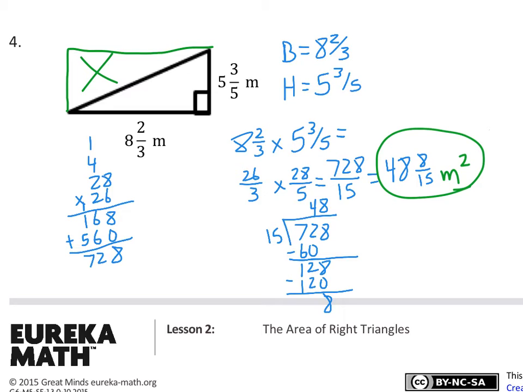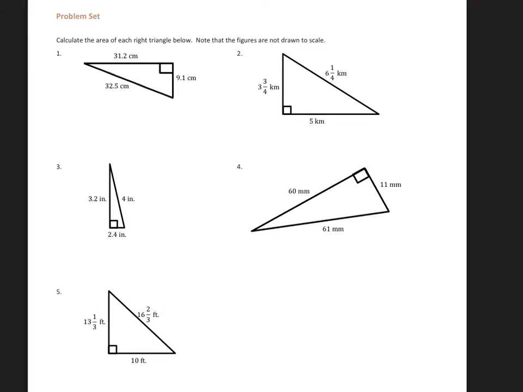How'd you do? Okay, so there's your example. Remember, the area of a right triangle, I'll write it right here, the area of a right triangle, RT is what I'm using for that, is base times height divided by 2. So try these out and check back with me for the answers. Don't forget to pause.